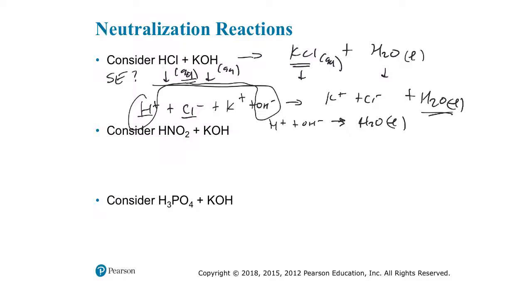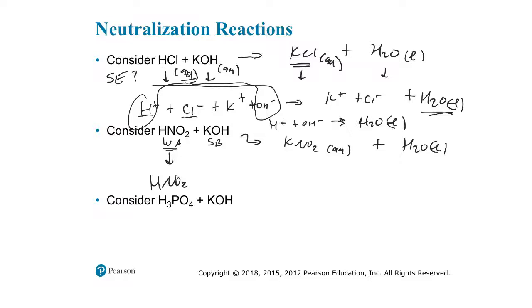Then we have the example of HNO2 plus KOH. They still react together, so even though we have a weak acid now reacting with a strong base, we still get the formation of the products that we expect. We get our salt and water: KNO2 is our salt, and then we get H2O liquid. The difference here is that HNO2 is a weak acid, a weak electrolyte, so it doesn't dissociate in water when we begin with that solution.